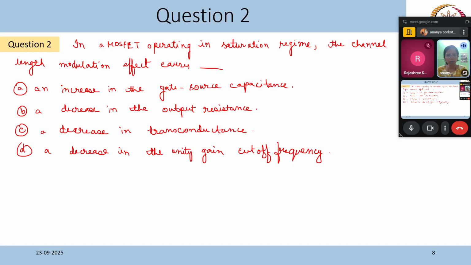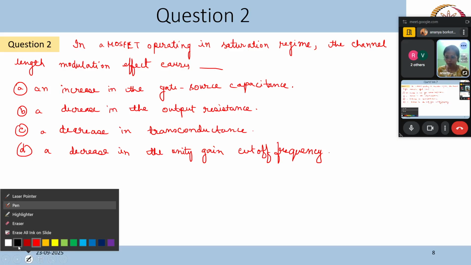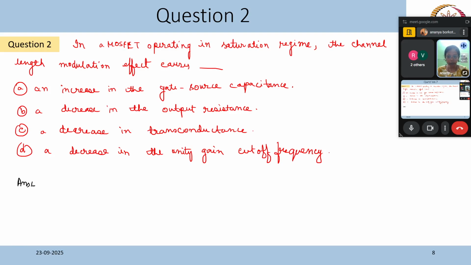So what is the answer? I have briefly discussed channel length modulation. Even though we are considering our ID is constant, actually it is not constant, it increases slightly. So what is channel length modulation? We have this picture, right? This picture is not exactly correct, but for our understanding this is very useful.